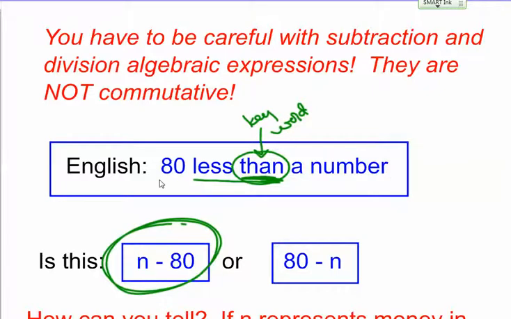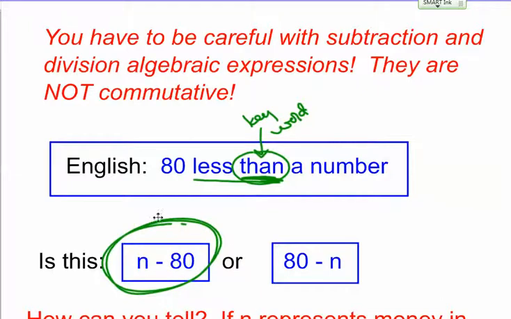So if we say in English 80 less than a number, the "than" is a key word. That means we start with a number and we're going to take away 80. So it would be n minus 80. And the way you can tell is that word "than." 80 less than a number implies we begin with the number and we take away 80.